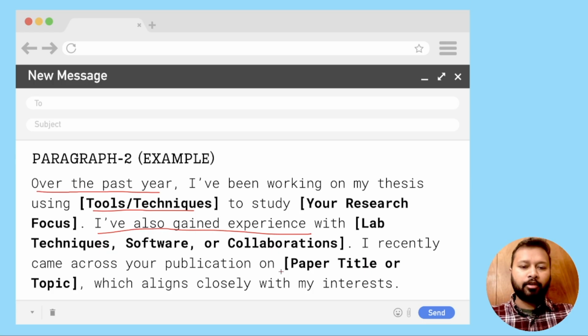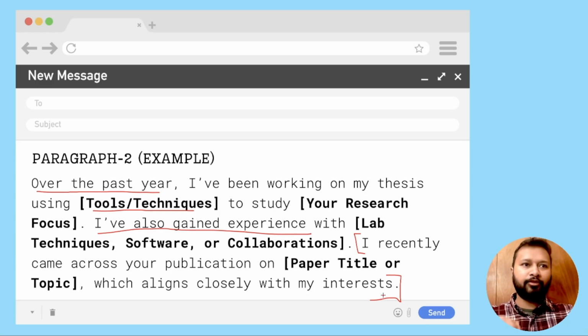I recently came across your publication on this particular topic. Now this is optional, as I said. Okay, you can mention this in order to make your email better. It's like, I recently came across your publication on a particular topic, wherever they have published, which aligns closely with my interest. Okay, so you can mention that this particular paper, whatever paper you have published, aligns a lot with my work. So this is going to give the person the idea that okay, he has gone through my profile, he has gone through the work which we are doing and he is following that.